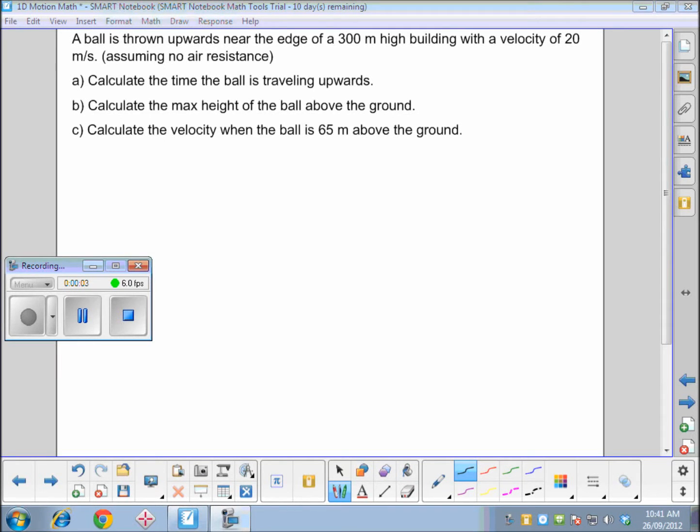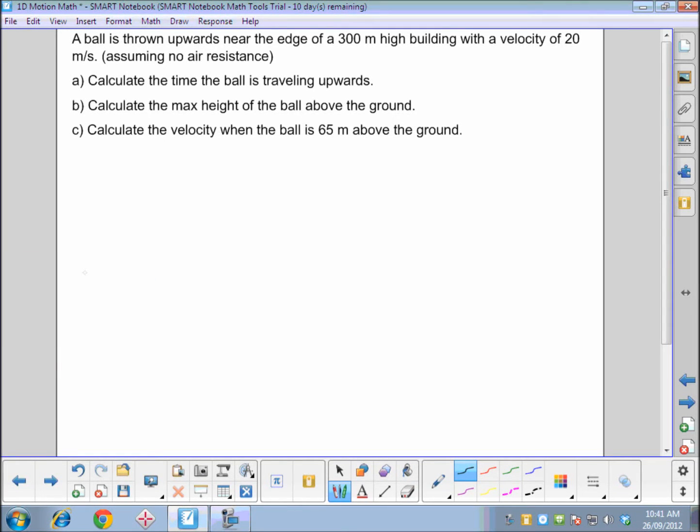Okay, for this little video, a little extra help for you, we're going to calculate part B to this question. So a reminder, the question says a ball is thrown upwards near the edge of a 300-meter high building, initial velocity of 20 meters per second, no air resistance, to make things a little bit easier. In part A, we calculated the time to be 2.0 seconds, and in B, we're going to calculate the maximum height of the ball above the ground.